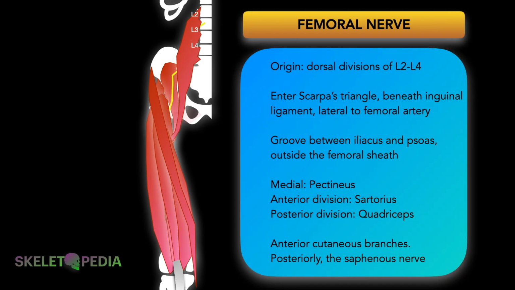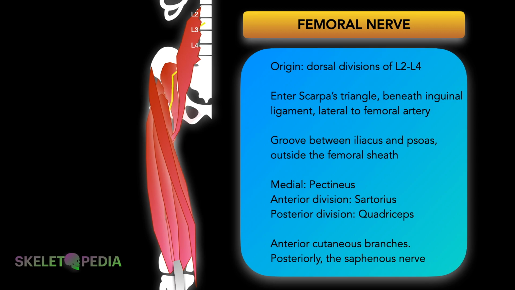The anterior thigh is innervated by the femoral nerve, which originates from the dorsal divisions of the L2 through L4 nerve roots. This nerve enters Scarpa's triangle, then courses beneath the inguinal ligament and lateral to the femoral artery. There's a groove between the iliacus and psoas through which it runs, and then more distally, it runs outside the femoral sheath. The nerve to the pectineus arises immediately above the inguinal ligament from the medial side of the femoral nerve, and then passes behind the femoral sheath to enter the anterior surface of the muscle.